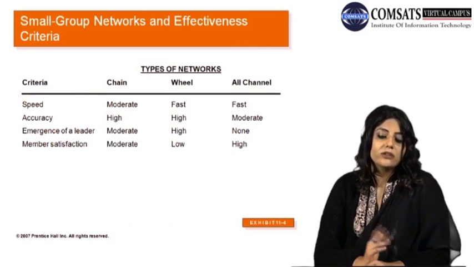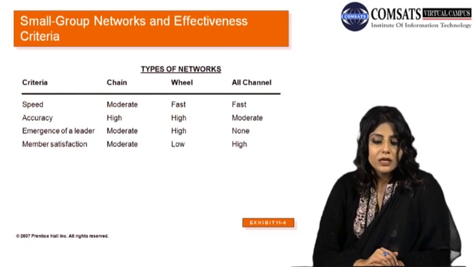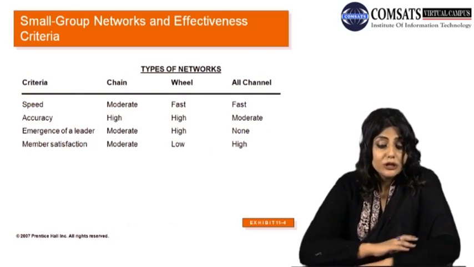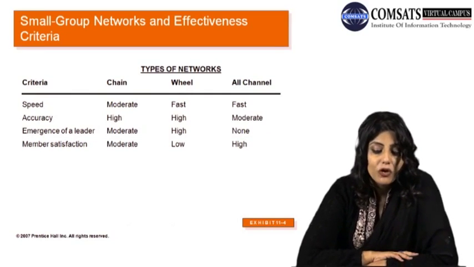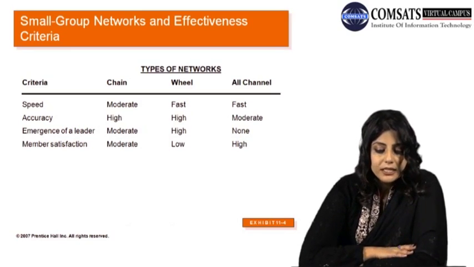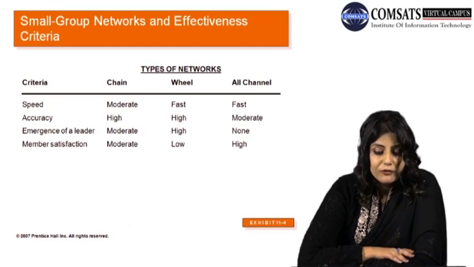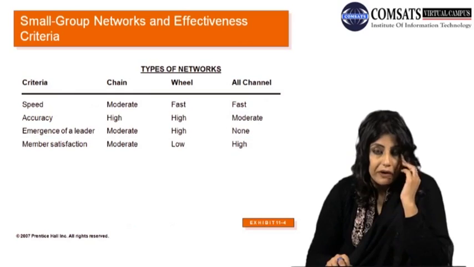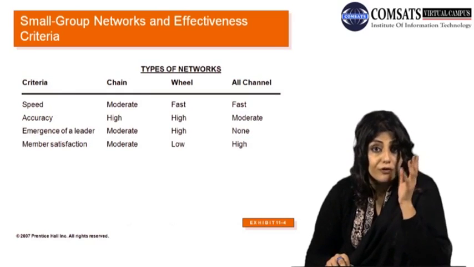So in all these different types of networks, we'll see how the effectiveness criteria differ, right? With respect to a number of criteria, we'll be seeing all these different types of groups that can be prevalent in organizations, such as the speed, accuracy, emergence of a leader, and member satisfaction. So with respect to speed, you can well imagine that in a chain type of network, the chain of command, your speed is expected to be moderate.